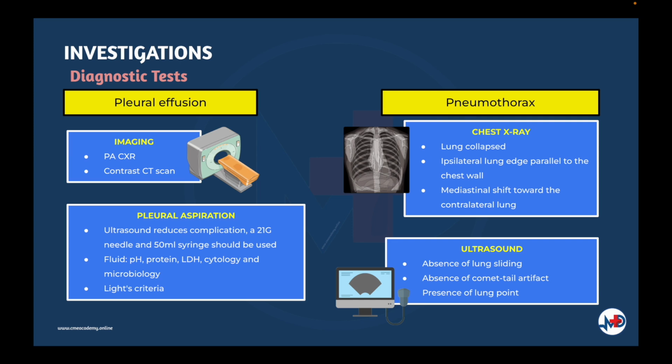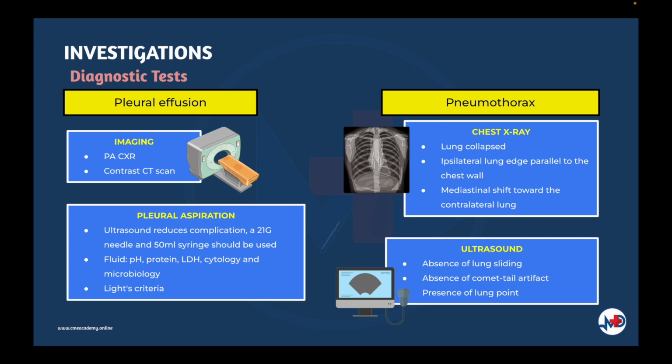As a contrast, CT scan can also be used to investigate the underlying cause, particularly for exudative effusions, as there might be an underlying malignancy. The next test would be pleural aspiration, where ultrasound can be used to guide and reduce complications during the procedure. A 21 gauge needle and a 50 ml syringe can be used. Pleural fluid is drained and checked for the pH, protein, LDH, cytology, and also sent for microbiology testing.